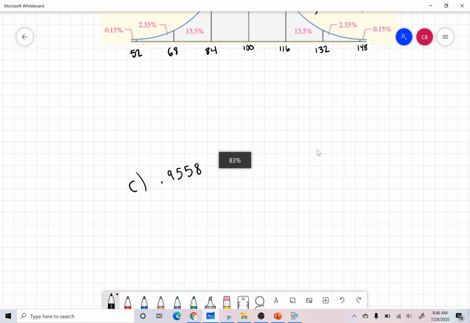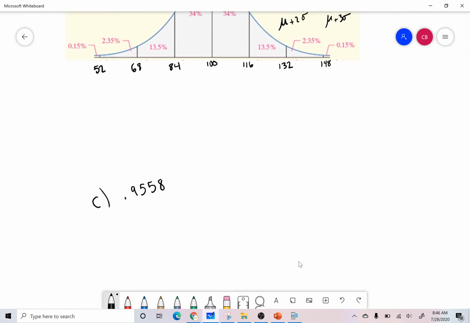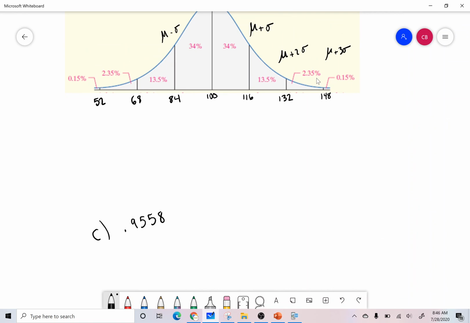So if this is 132.2, remember it says this is 2.35, this is 0.15. So from here and beyond, that's about 2.5% of students having an IQ higher than 132.2.